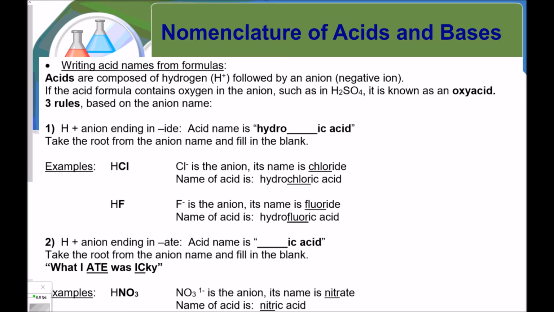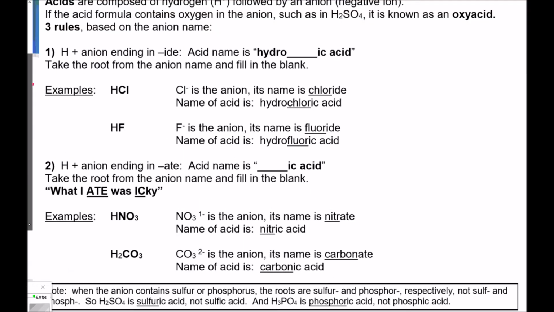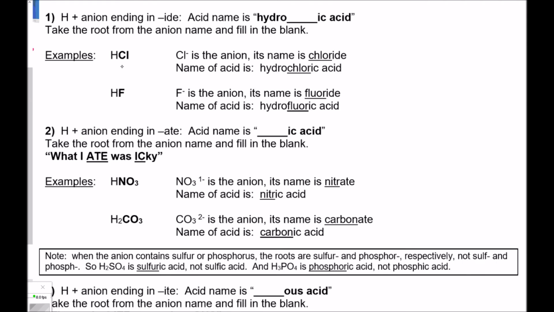Okay, next we're doing a quick review of nomenclature on acids and bases. I'm going to go through this really quickly because we've used this many times in this class already. Acids are composed of hydrogen followed by some anion. The rules for naming acids are based on their anion name, HCl and HF. The anion here is not a polyatomic ion, so it's on the front of our periodic table. When you have your anion on the front of the periodic table, this is a hydro acid. So we've got hydrochloric acid and hydrofluoric acid.